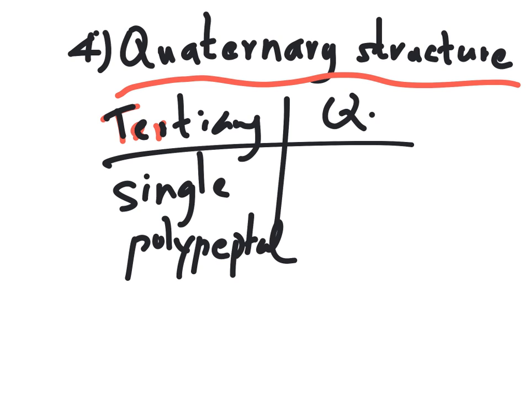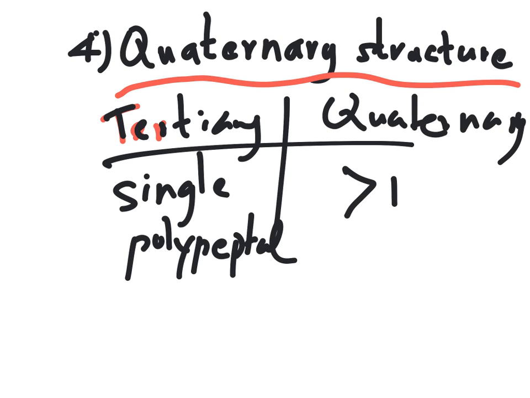But in quaternary structure we have more than one polypeptide chain, right? So that's the difference. The quaternary structure also has all the 4 bonds we discussed: the hydrogen bond, disulfide bond, ionic bond, and the van der Waals interactions. So they also have this compact 3D structure. So the difference is the number of polypeptide chains.